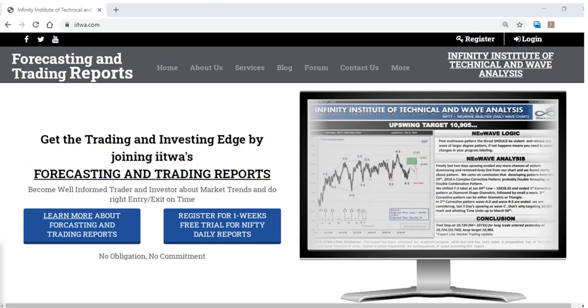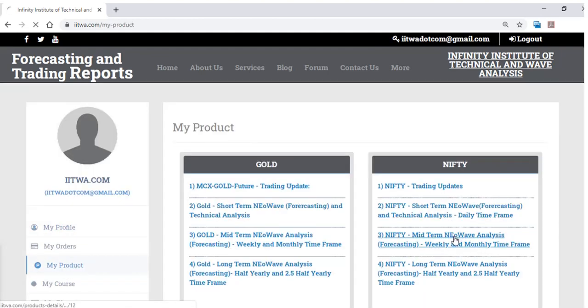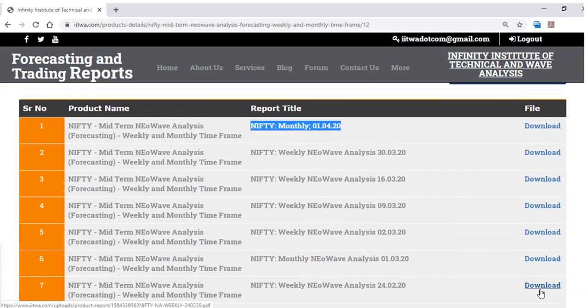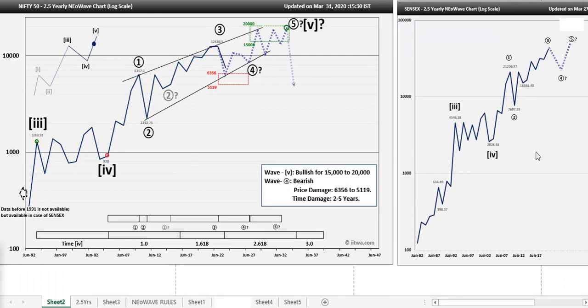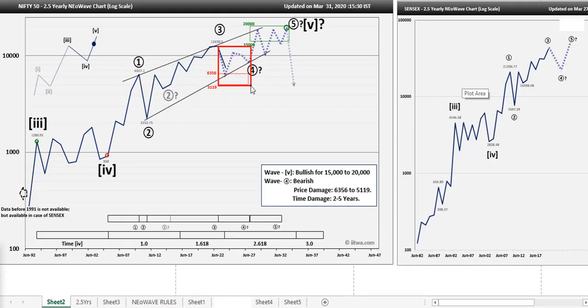So first, log in to the website. Under the program, my product, see here weekly and monthly. So monthly we will find here. Let us download both reports. We already studied this chart, and from this chart we concluded that we are studying this wave 4. Now we are going to fine tune what structure, what pattern is possible inside this wave 4.